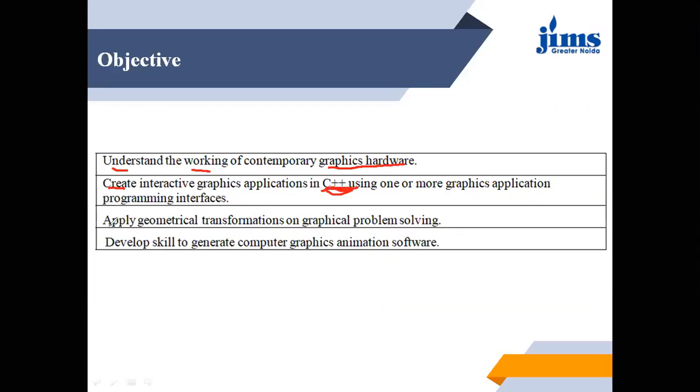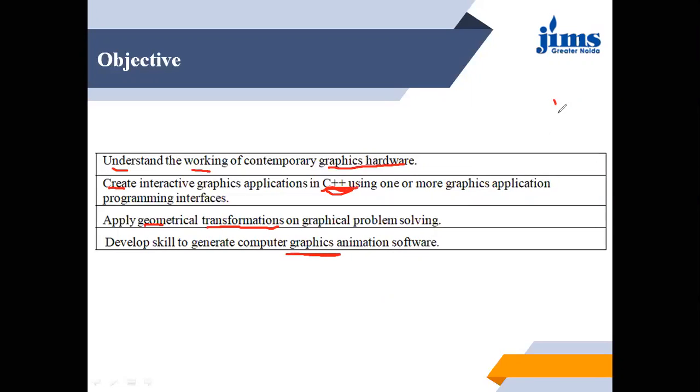Third, we will discuss geometrical transformations, which means the operations we can perform on an object. Then, in the last, we will discuss how we can generate animations in graphics, how we can generate animations using computer graphics.